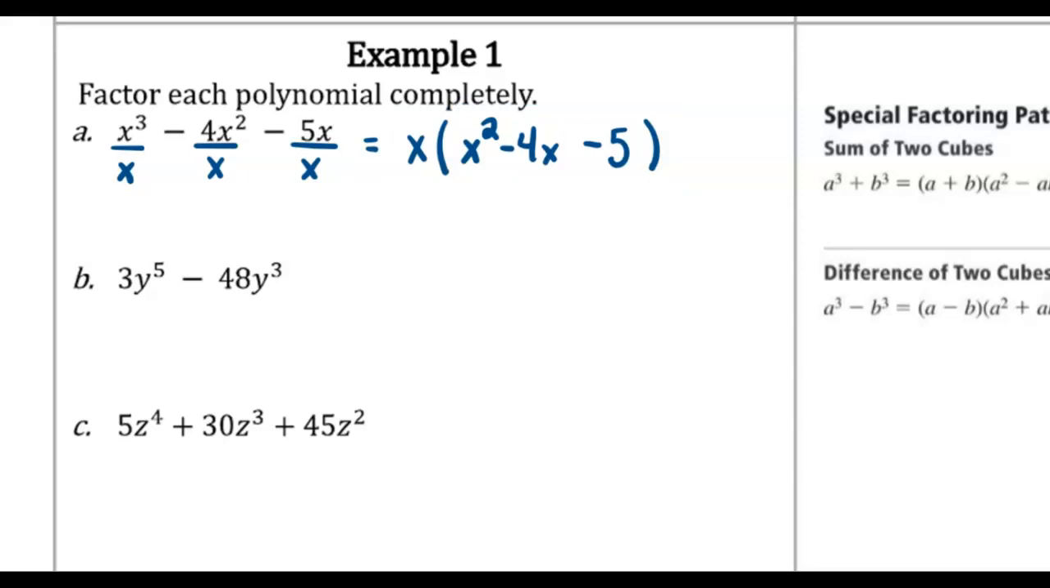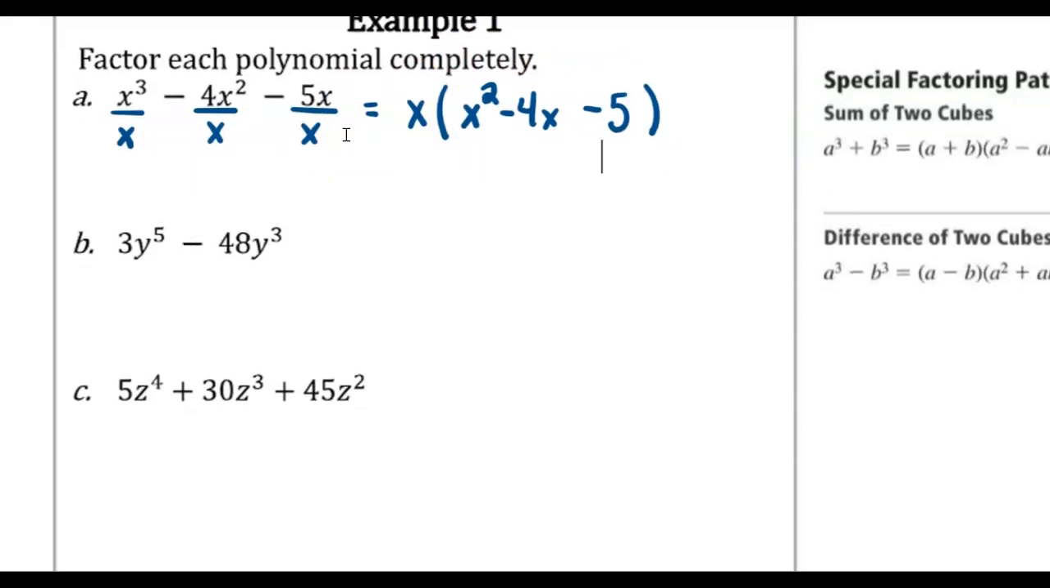And if you want to make sure you're doing it right, if you distribute x times x squared, you get x cubed. X times negative 4x is negative 4x squared. X times negative 5 is negative 5x. That's how I know that I've done it right so far. So now in this parentheses, this is a trinomial. That means there's 3 terms. And typically those will factor further. So let's take a look.